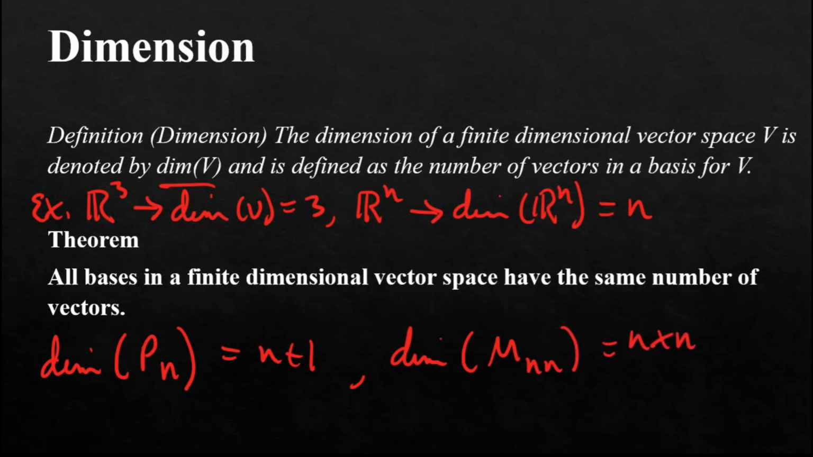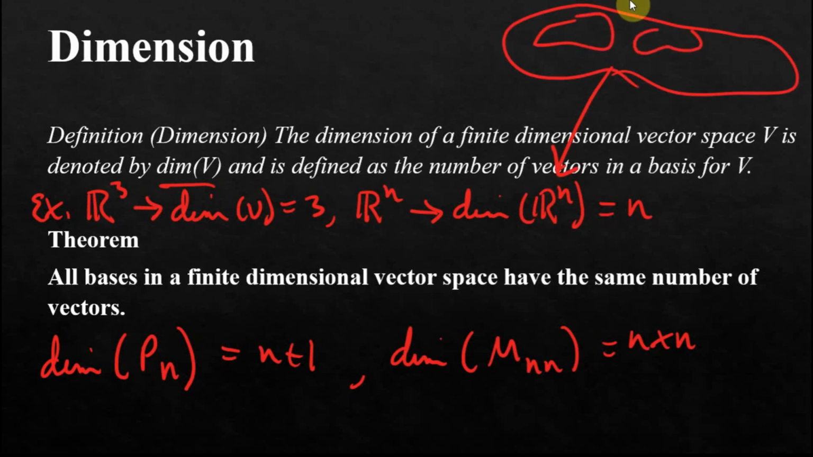All bases in a finite dimensional vector space have the same number of vectors. What they're saying is that if you're looking at Rn, and this is a basis, this is a basis, this is a basis, there are only going to be 3 vectors in each, right? n equal to 3, n equal to 3, n equal to 3.